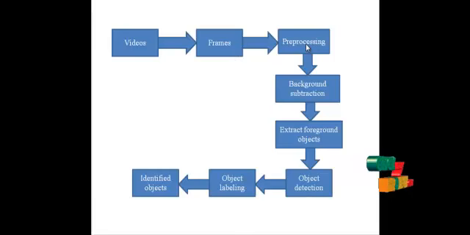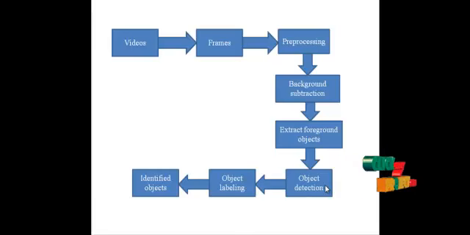Then after pre-processing we go to the background subtraction process. In the background subtraction process we are using the frame differencing method. We are segmenting the background from each frame by subtracting the frames from an empty background, so that we extract only the foreground objects. These foreground objects alone are obtained, and then the objects are detected.